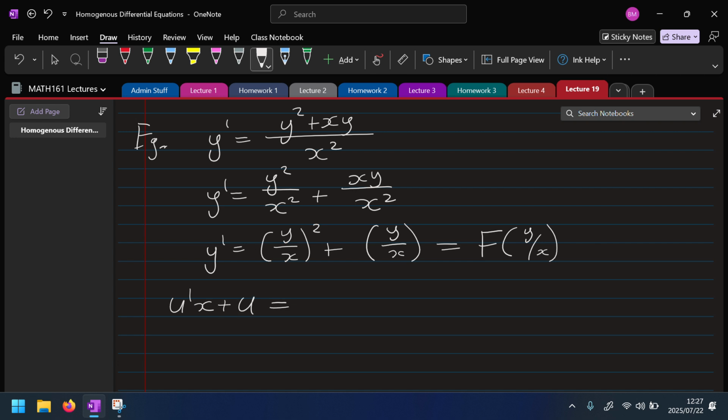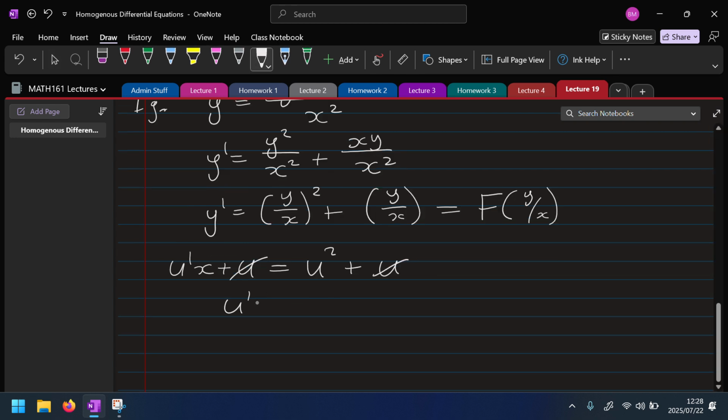And then on the right-hand side, instead of y over x, we're going to put u. Okay. Now, after all of this is done, we hope that this is much easier to solve than that nonlinear differential equation we had at the beginning. In fact, it is. So we got u on both sides. We can cancel that. So we get u prime x equals u squared.